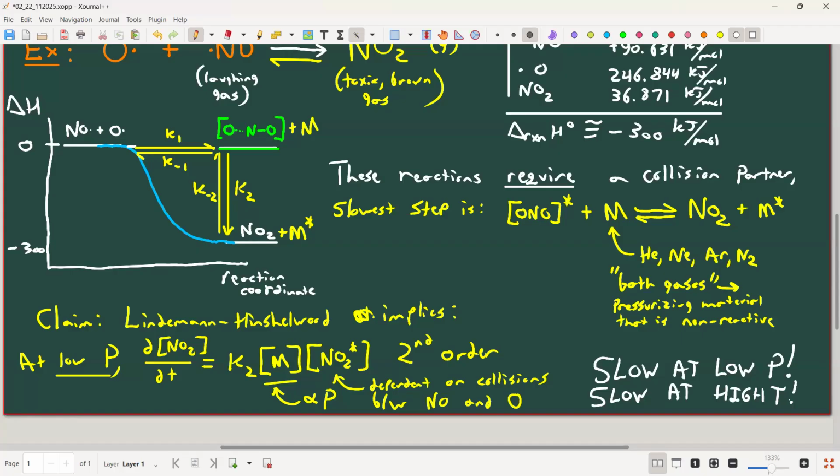Wait, you mean low pressure? High temperature. So if I want to keep the reactants alive, oh, okay. I'm saying that you want to have the reaction as slow as possible. Okay, I see. If you want to make NO2 fast, then you want to be at high pressure, low T. Right. Okay.